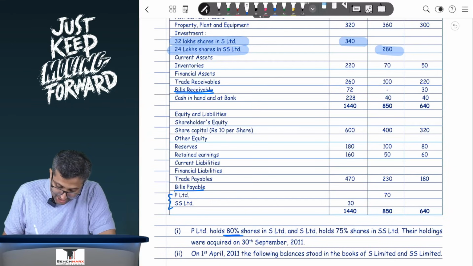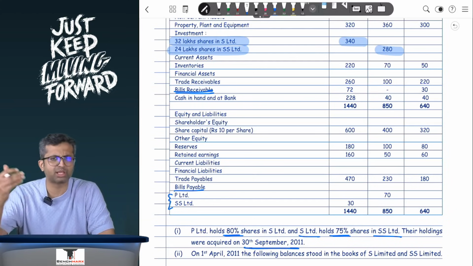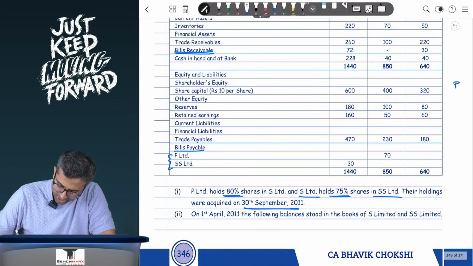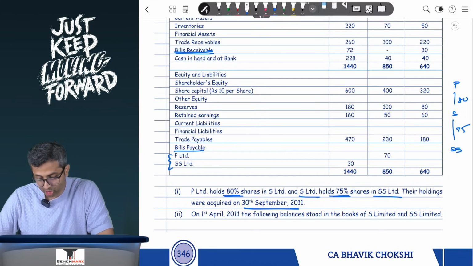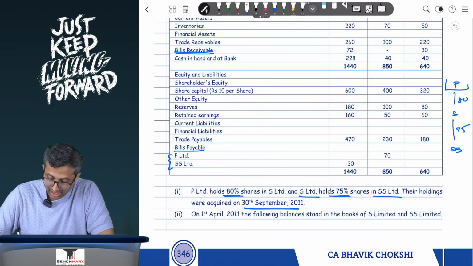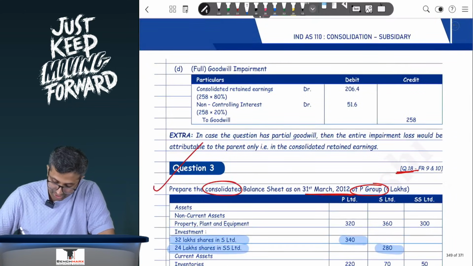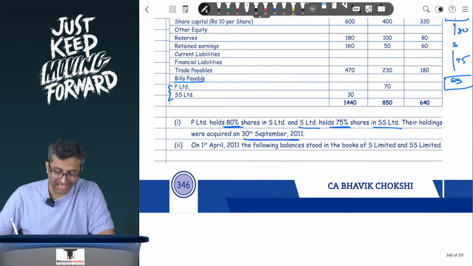P holds 80% in S, and S holds 75% in SS. Their holdings were acquired on 30th September. Thankfully, they are acquired on the same day. There was an exam question where they were even acquired on different dates. So over here, there is P holding 80% of S, S holding 75% of SS. Does P control S? Yes. Does S control SS? Yes. So does P indirectly control SS? Yes. Which means when I do consolidation, I will take over the assets and liabilities of P, S as well as SS. Further, if I want to do the calculation for N.C.I.